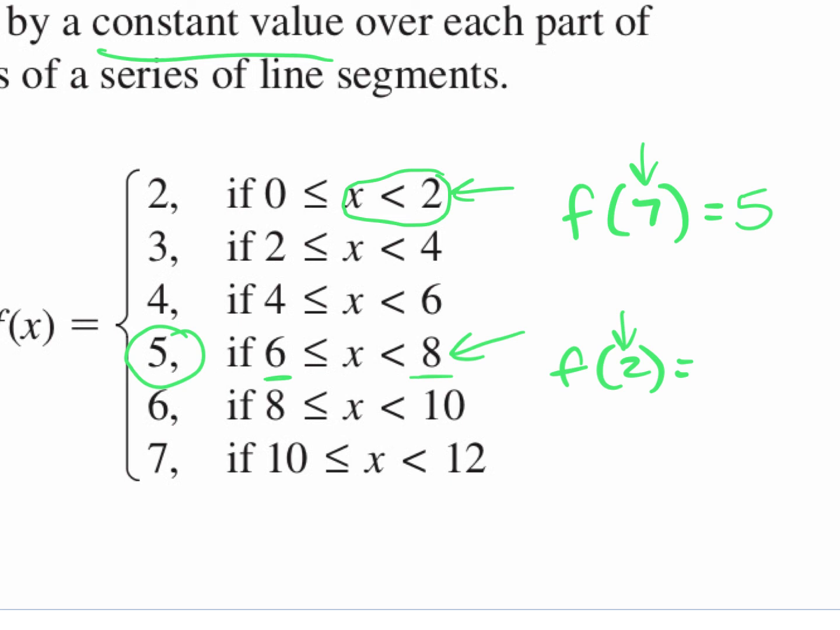So we have to look at the second piece, and this one includes 2 here. So x could be equal to 2 there. So we're actually going to access the second piece and say, okay, it's 3. So f of 2 is actually 3, okay?